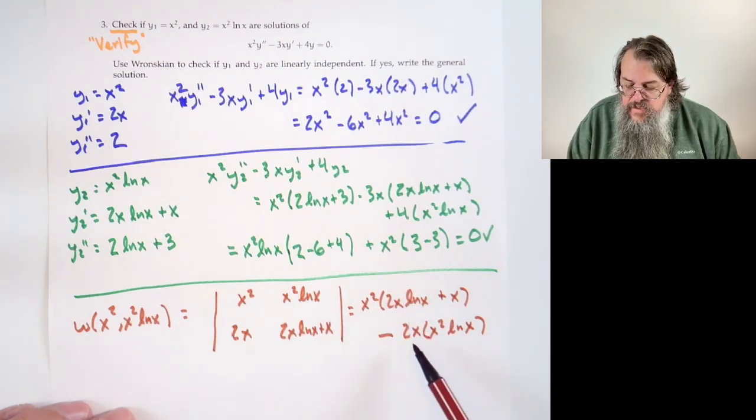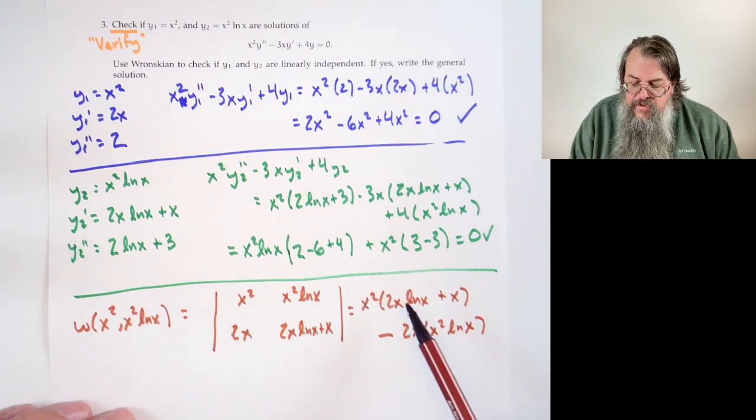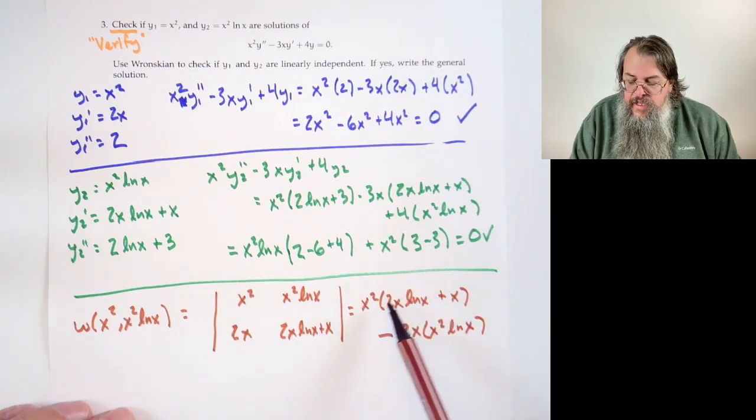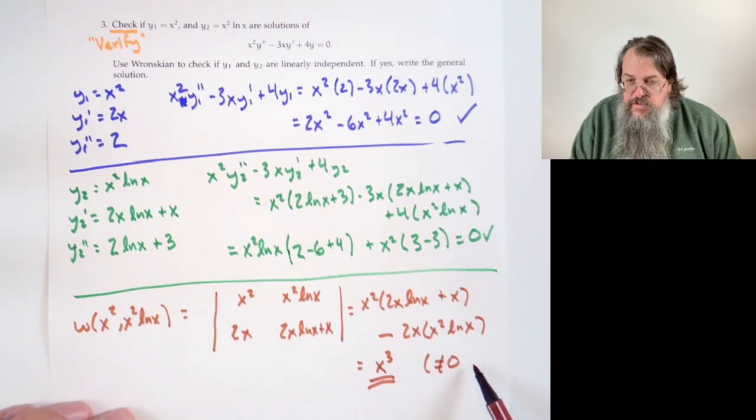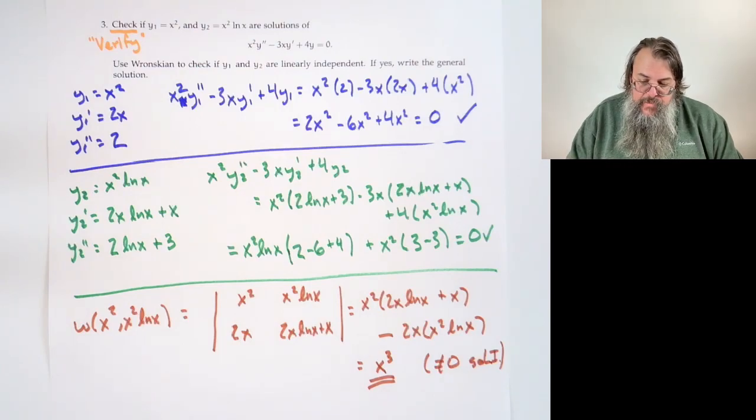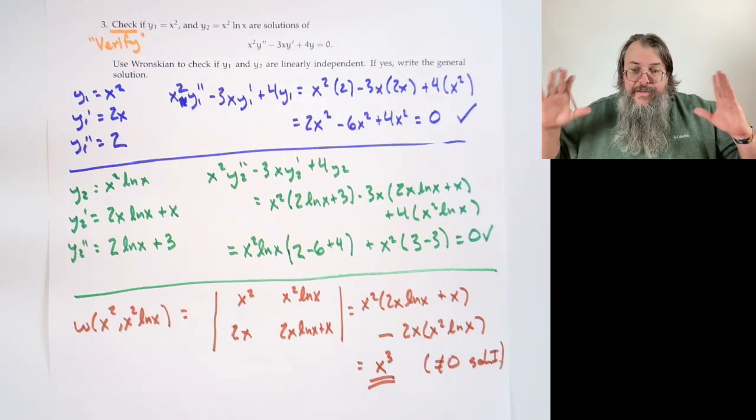Here's another 2x cubed log x, but being subtracted. So those cancel, and then there's an x squared times x, which leaves us with x cubed, which is not 0. And so they're linearly independent. All right, so they are linearly independent.